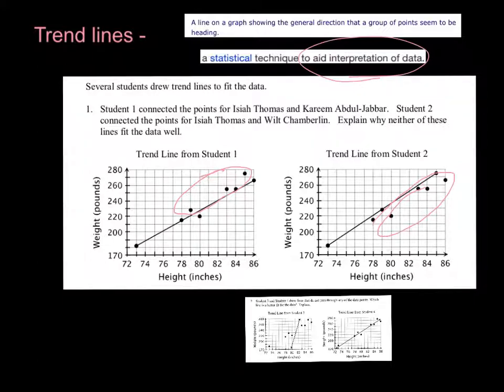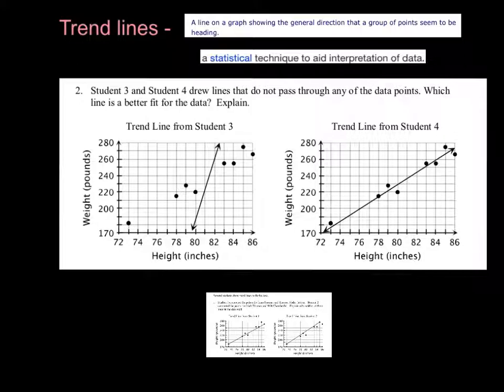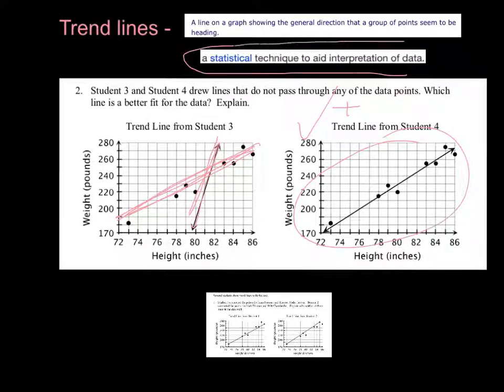Let's move on. Students 3 and 4 now, and number 2 on your handout, students 3 and 4 also do their best. So this student obviously is way off the mark. This line right here doesn't fit the data at all. I mean, the first two students at least had the general direction of it a little bit better. This last student right here, I think this is the check plus version that I would like to use. This student has a good line that will aid in the interpretation of the data.